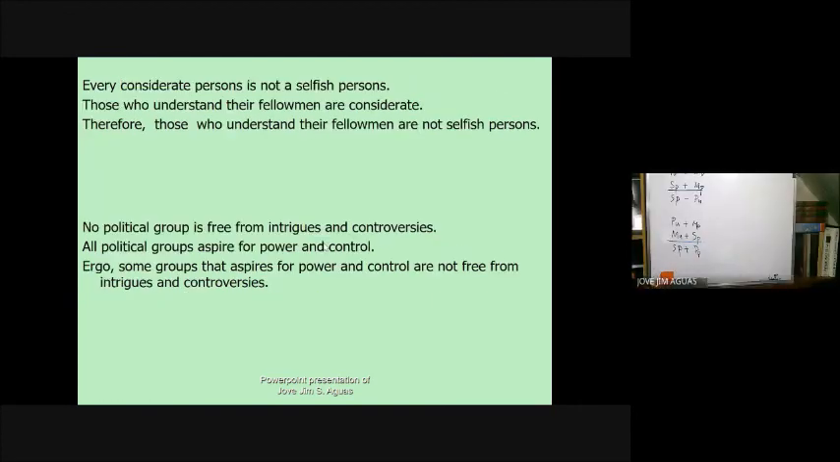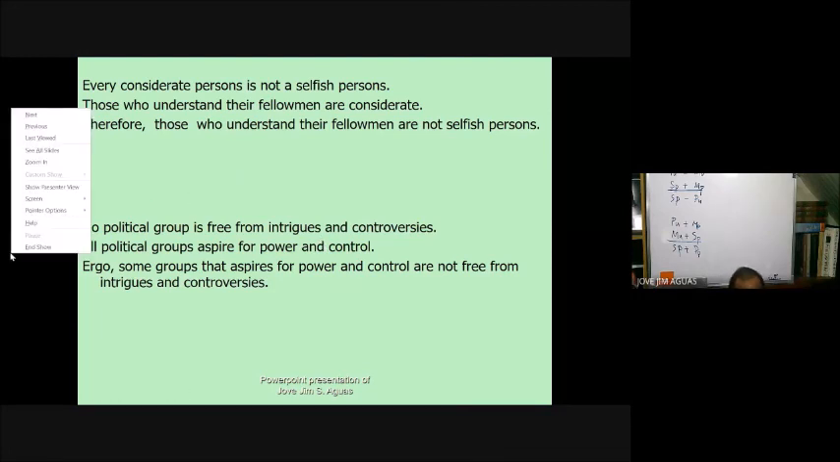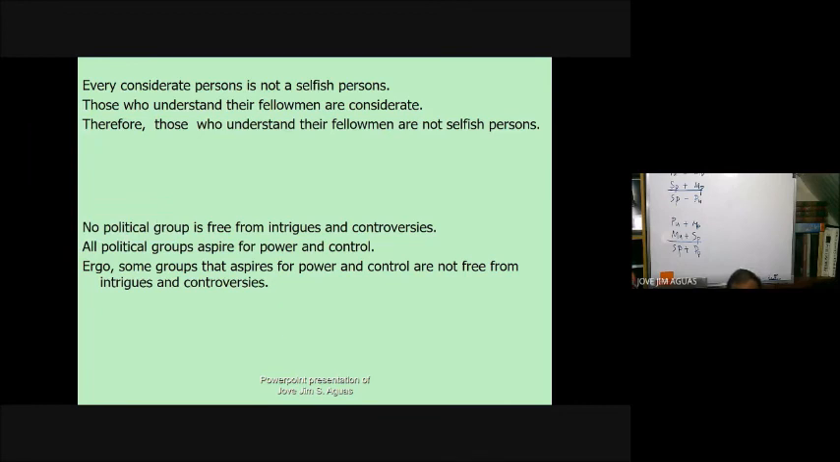Can you do this? We'll do the first one first, and then the last one, the no political group, you will do on your own. You answer the two syllogisms. I will give you 5 minutes to do these two syllogisms. And then you will submit, you will send that to our group chat.